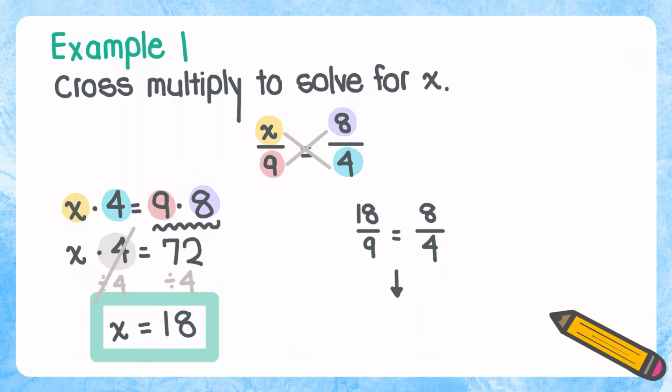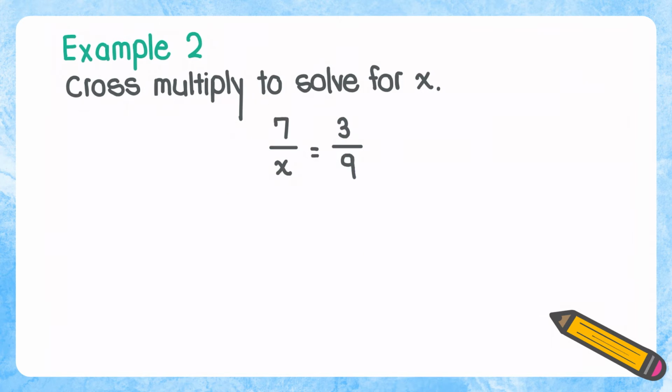On the left side, 18 divided by 9 is 2, and on the right side, 8 divided by 4 is 2. The equation is still true, so we know that we've correctly solved for x. By cross-multiplying, we were able to solve for the variable x. Let's look at another example. Let's cross-multiply to solve for x.